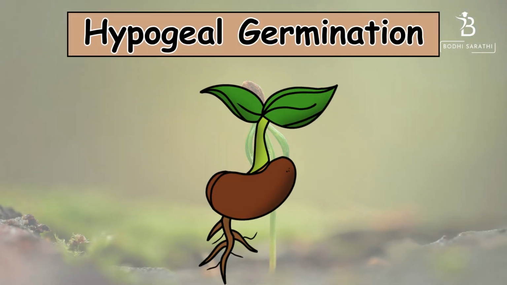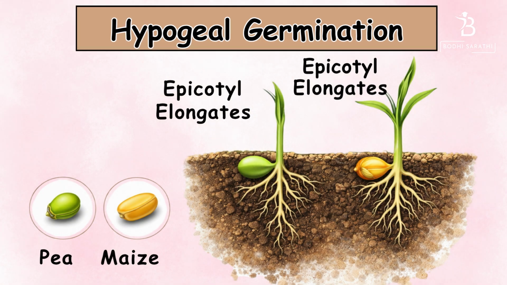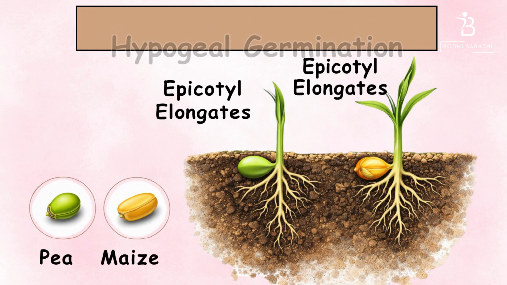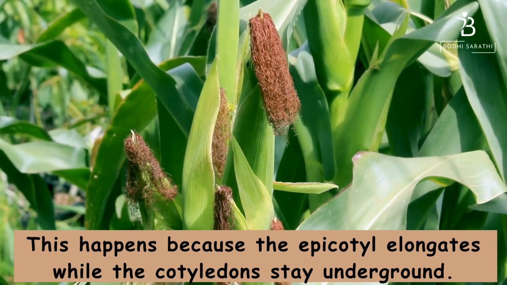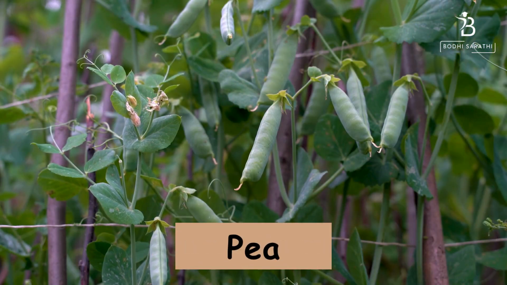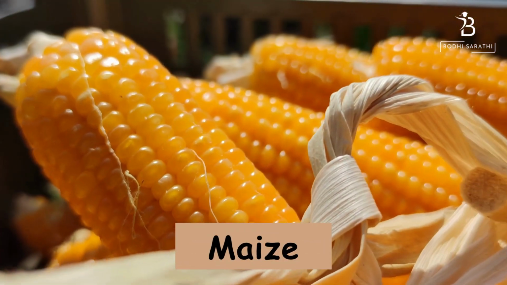2. Hypogeal germination. In hypogeal germination, the cotyledons remain below the soil. This happens because the epicotyl elongates while the cotyledons stay underground. Examples include pea and maize.